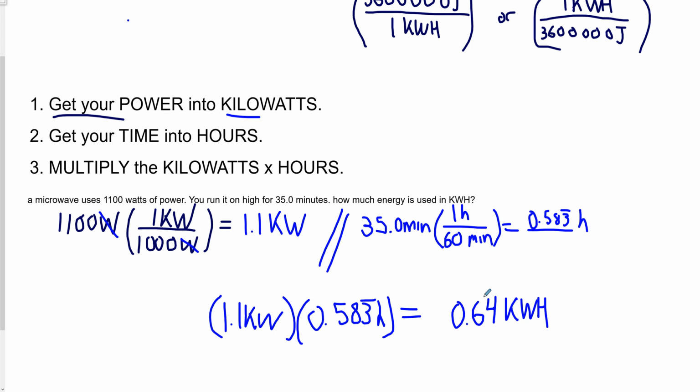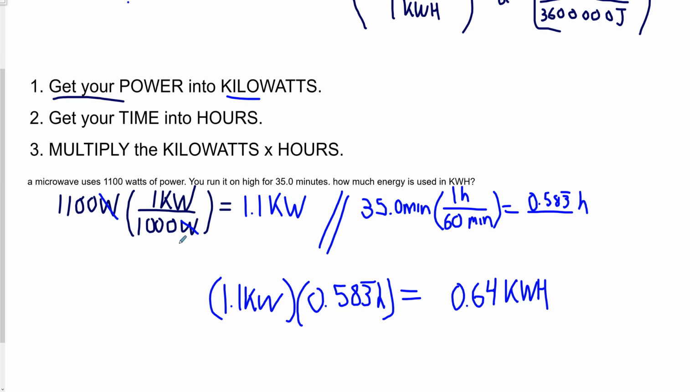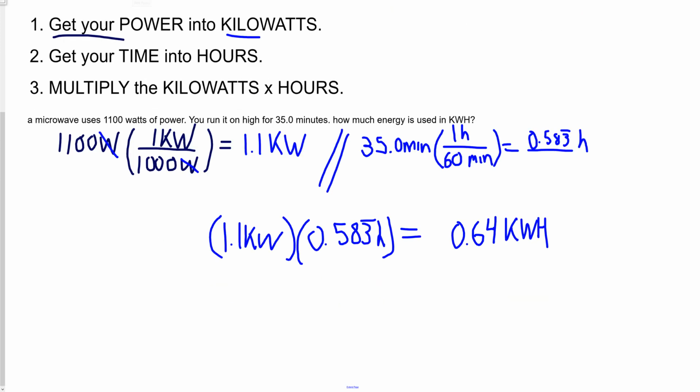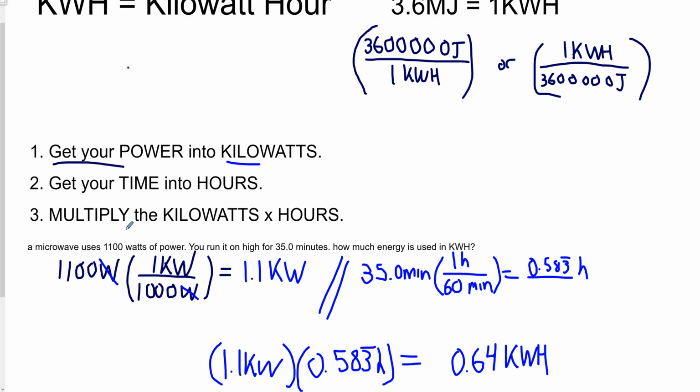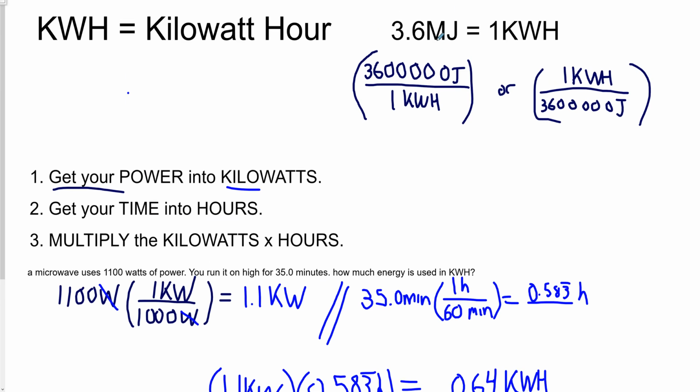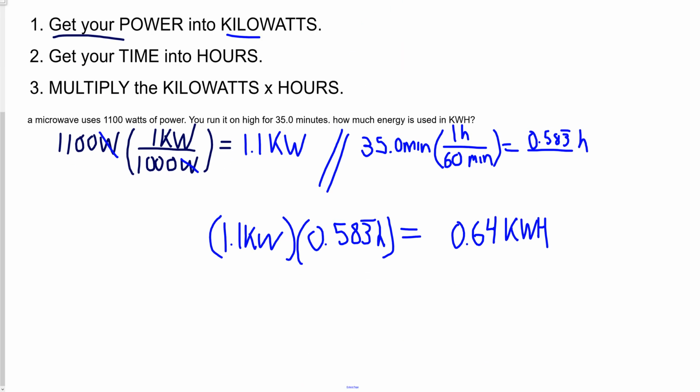So let's do another question. Let's do one that has megajoules. It has to convert into kilowatt hours. Well, let's make it a little bit more challenging. I shouldn't say AC because that sounds like alternating current.